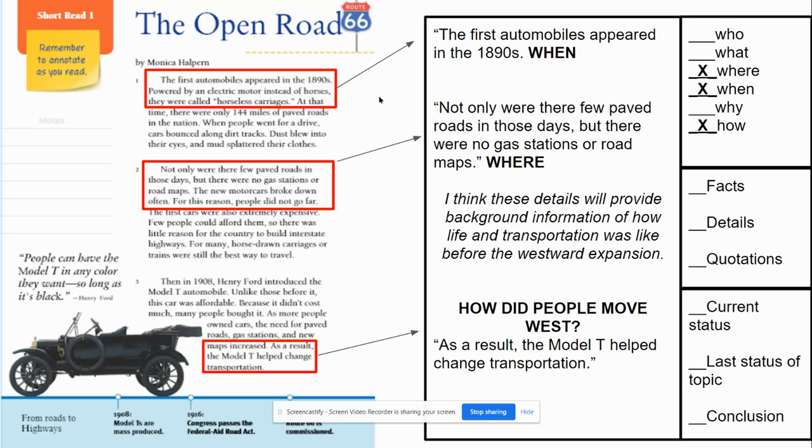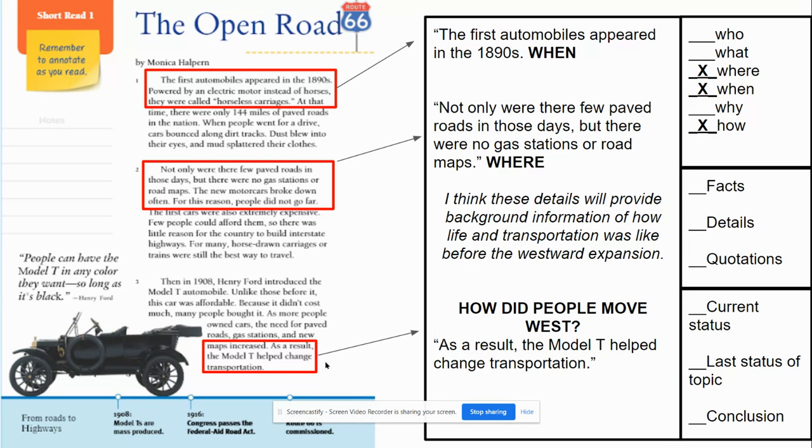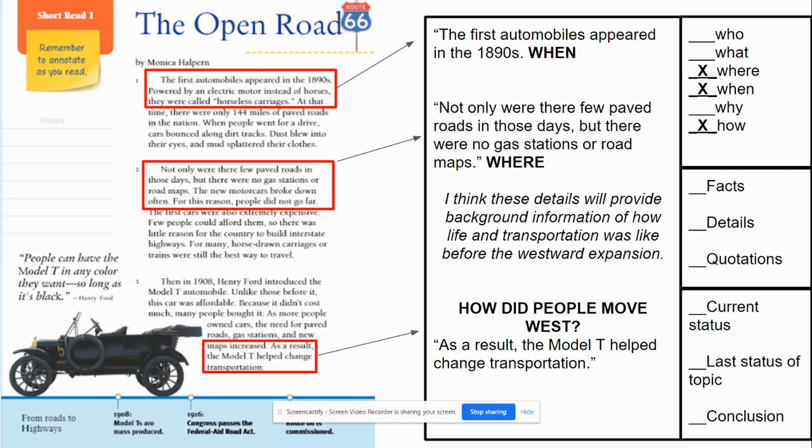So I would use these details in my first paragraph, and I marked off what I think they capture in terms of what I need to capture for my news report. And then on the bottom of this page, I have another detail, and I think that detail tells me how people moved west. Maps increased as a result. The Model T helped change transportation. So this vehicle being made for people to purchase changed their ideals and their goals in transportation.